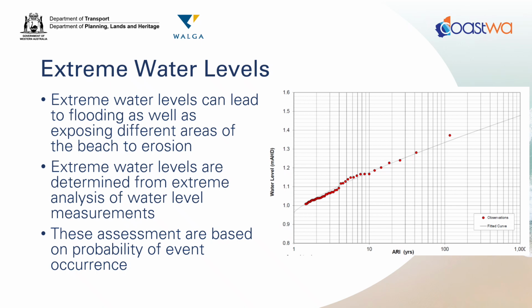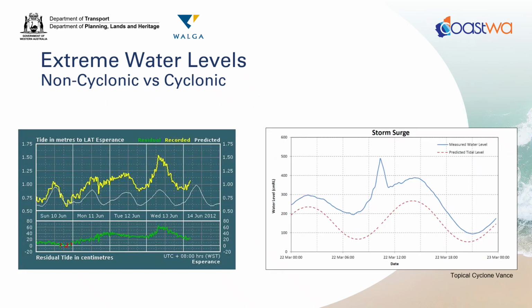So I briefly touched on this in the previous slide, but just to really highlight the differences, when we look at extreme water levels in a cyclonic event versus a non-cyclonic event, you can really see why cyclones have the potential to do so much damage and have such an impact on the coastline. So again, looking at the plot on the left, this is from the southwest of the state. This is actually down at Esperance.